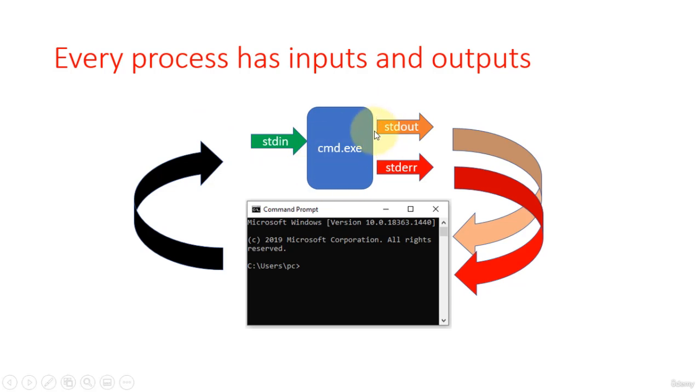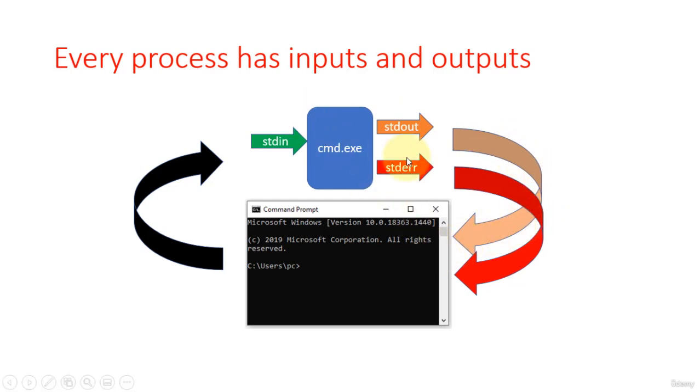Similarly, every process will have two outputs, the standard out and the standard error. So this is the symbol to refer to standard out, stdout, and this is a symbol to refer to the standard error, stderr. Now why do we need to have two? Traditionally, the standard out will display the non-error messages.